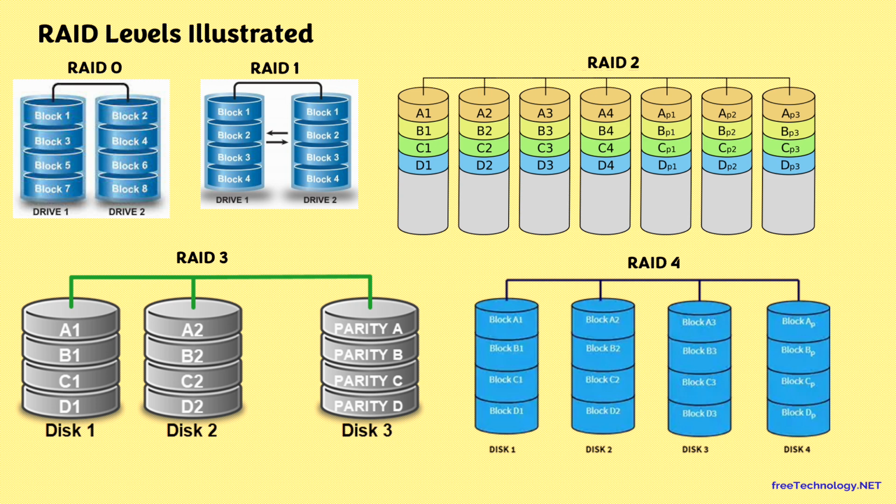For RAID 3, the data is striped as bytes with a single disk dedicated for parity, for which fault tolerance is achieved, but less performance than RAID 5. RAID 4, the data will be striped blockwise with a single dedicated disk for parity, the fault tolerance is achieved, and less performance than RAID 5.